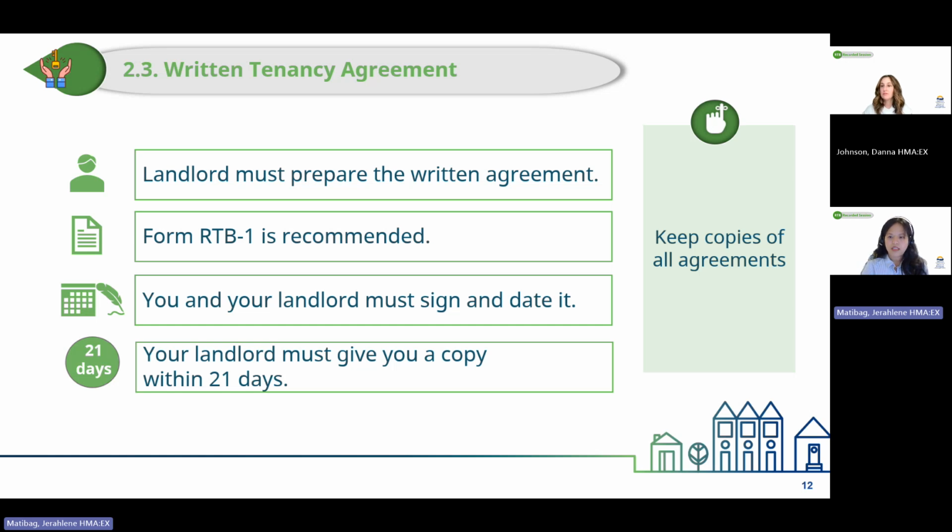After you sign, the landlord must give you a copy within 21 days. This is very important because you need your own copy to refer to if questions or issues come up later on. We also encourage renters to keep copies of everything, not just your written tenancy agreement, but any conditions and any documents related to your rent payment. For added protection, you may also want to take a photo of the agreement as you sign it, just in case. Having your own records can help prevent misunderstandings later on.